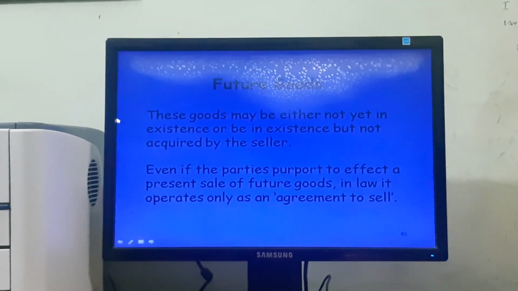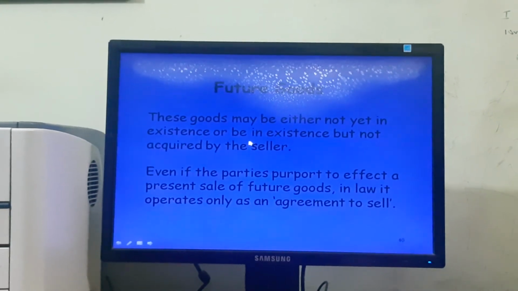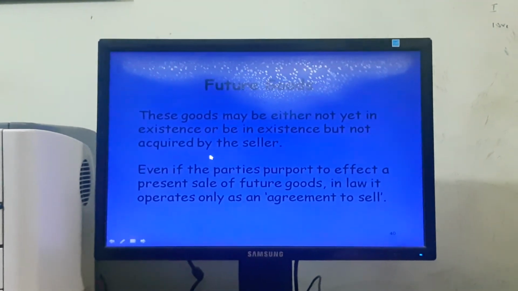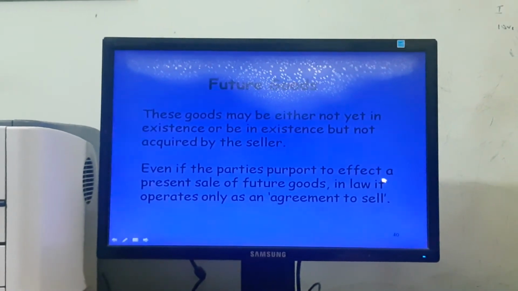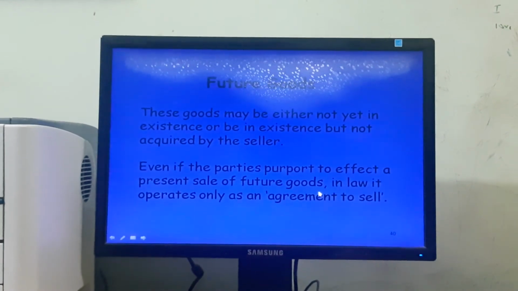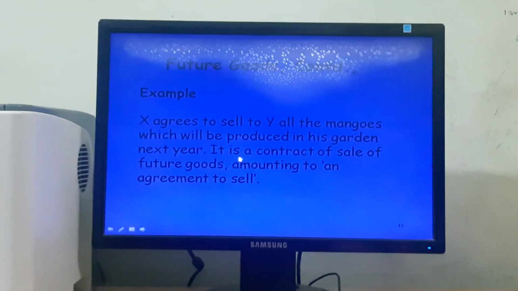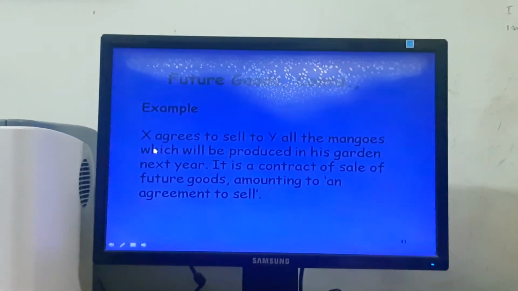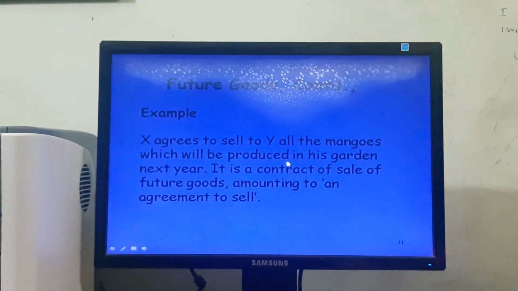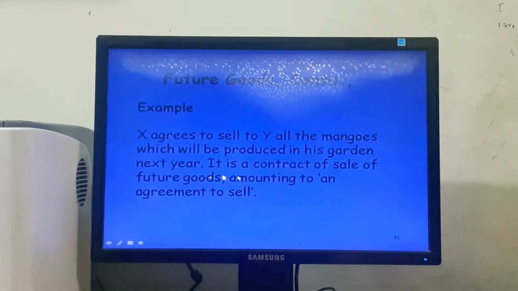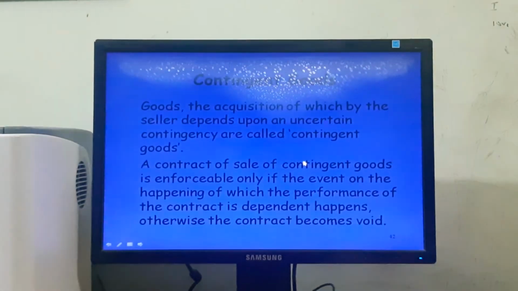Future goods. These goods may be either not yet in existence, or be in existence but not acquired by the seller. Even if the parties purport to effect a present sale of future goods, in law it operates only as an agreement to sell. Here is an example of future goods. X agrees to sell to Y all the mangoes which will be produced in his garden next year. It is a contract of sale of future goods, amounting to an agreement to sell.